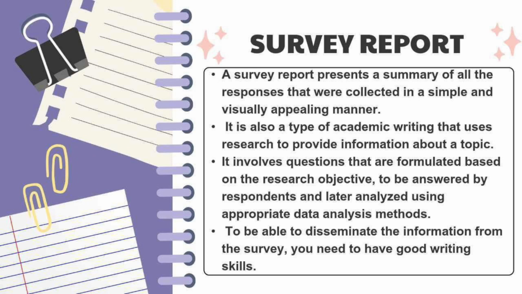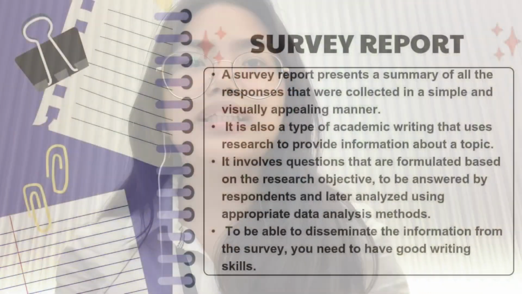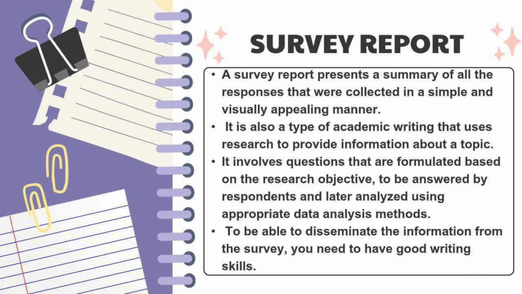So the first method of data collection is the survey report. A survey report presents a summary of all the responses that were collected in a simple and visually appealing manner. So, the survey report is the summarization of all the data you have gathered through your survey. And it is also a type of academic writing that uses research to provide information about a topic.